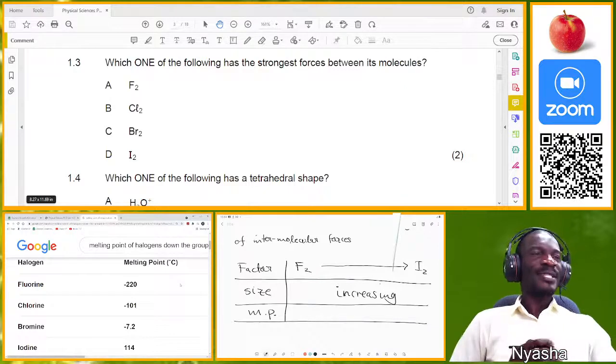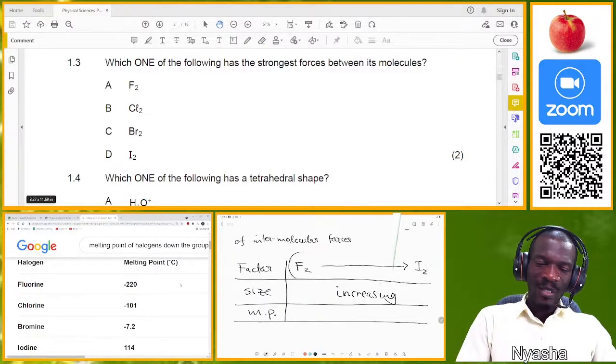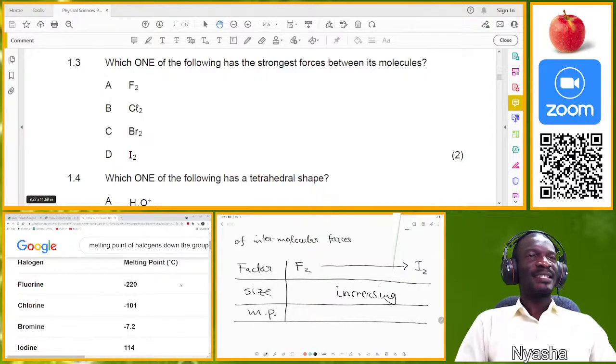But what are you seeing in this trend? The melting point is minus 220 for fluorine. For chlorine, it's minus 101. For bromine, it's minus 7.2. For iodine, it's 114 degrees Celsius. Is this melting point increasing or decreasing down this trend?